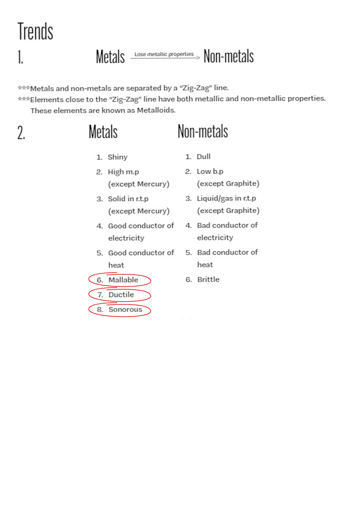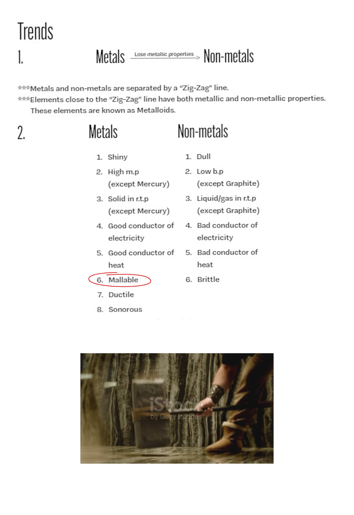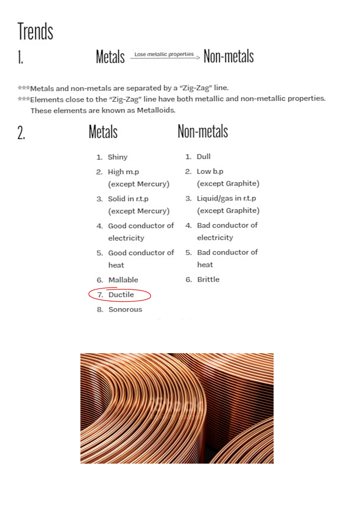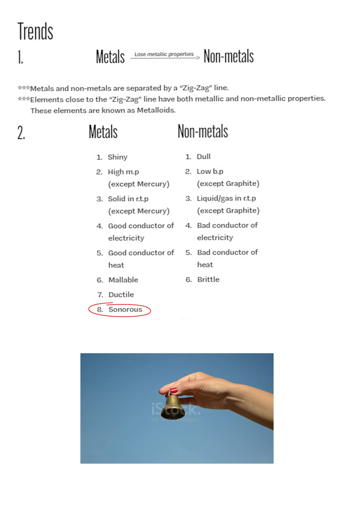Metals are malleable, ductile, and sonorous, while non-metals are not. Metals are malleable because they can be hammered into shapes without breaking. Metals are ductile because they can be pulled into wires. And lastly, metals are sonorous because they produce a ringing sound when struck.